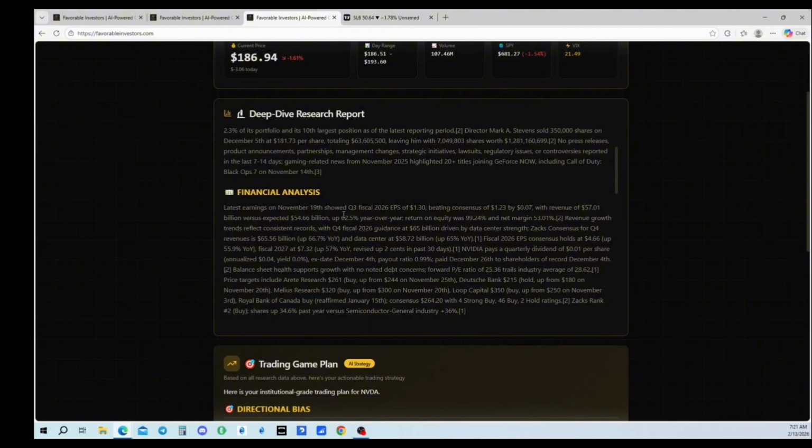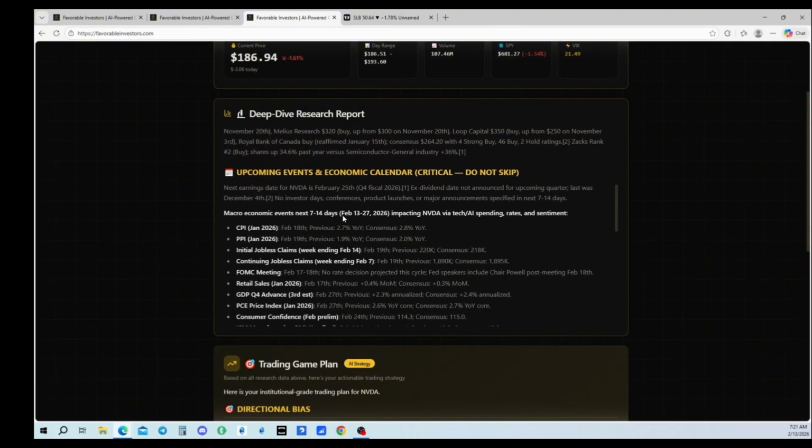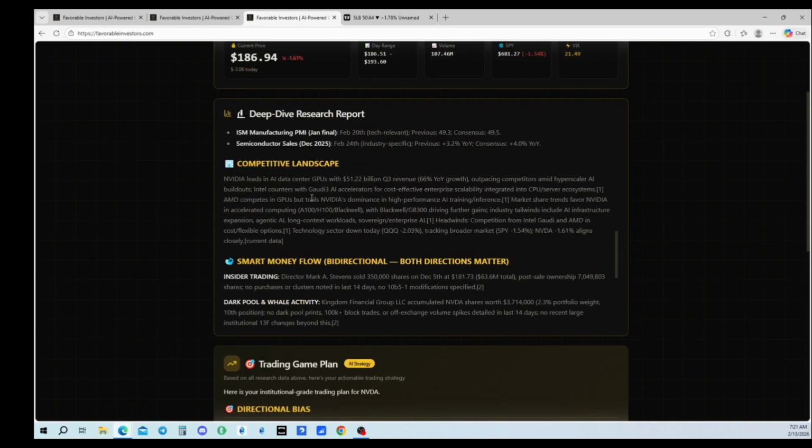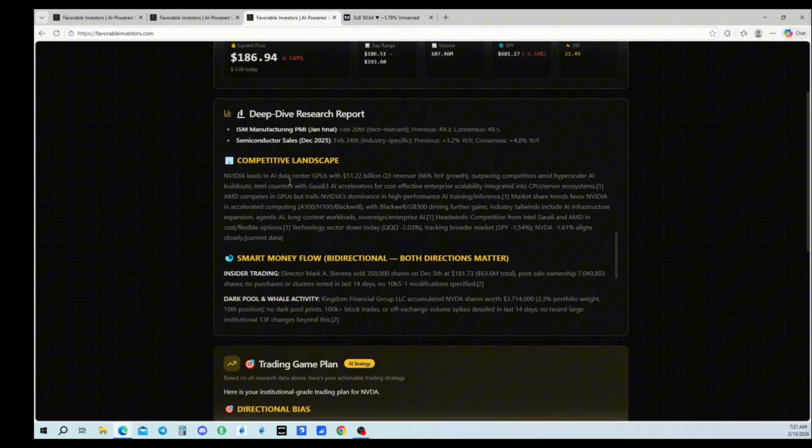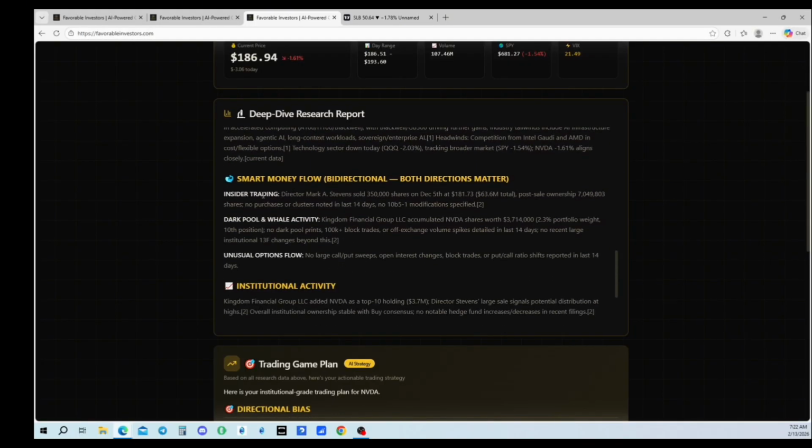Now look at financial analysis. Latest earnings on November 19th showed quarter three fiscal 2026 EPS growth. Let's see upcoming events, competitive landscape. NVIDIA leads in AI data, smart money flow. Look at all this different stuff. It tells you whether or not people are buying or selling the heck out of this thing. Look at that. Director Mark Stevens sold 350,000 shares on December 5th. $63.6 million in total that this person sold. Dark pool. Kingdom Financial Group accumulated NVIDIA shares worth $3.7 million.